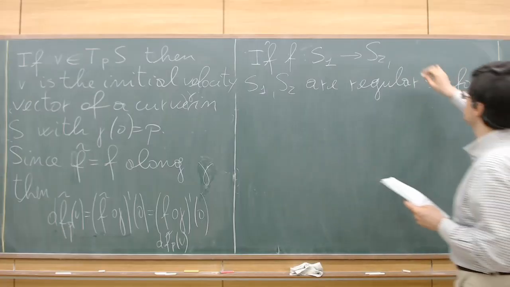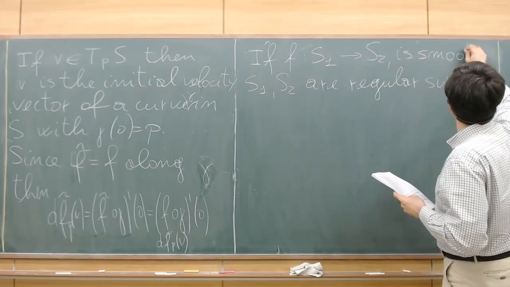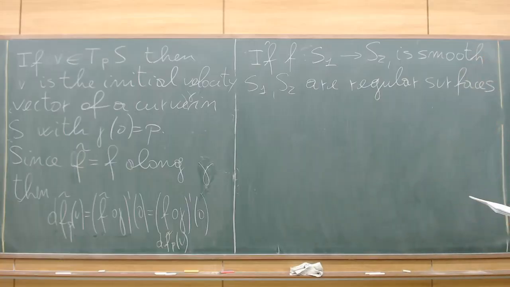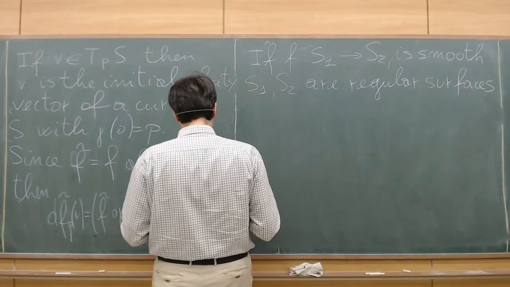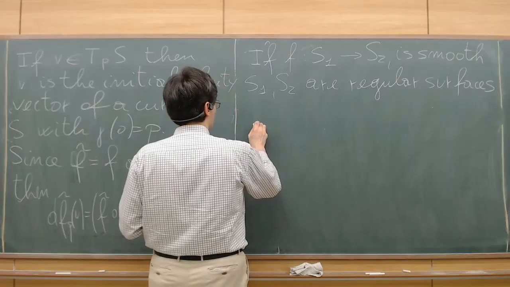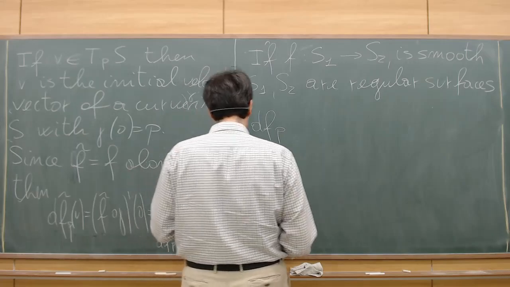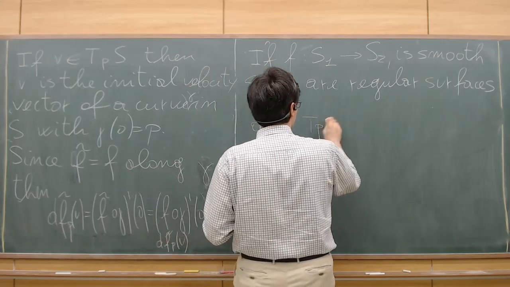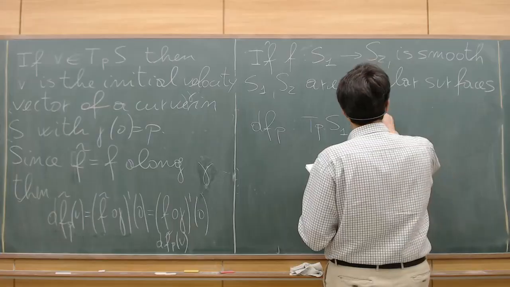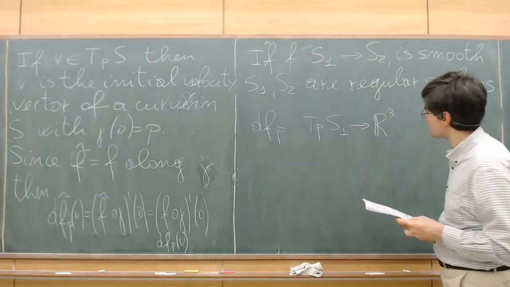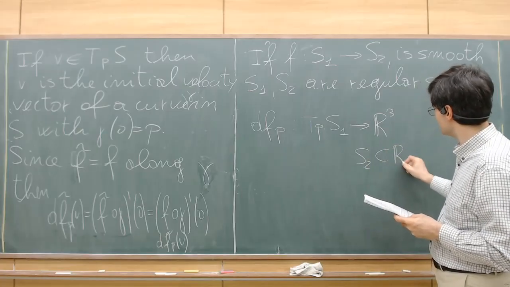Now suppose that this function is smooth. Then it is clear that dfp is a map from TpS1 with values in R3, because S2 can be seen as a subset of R3.